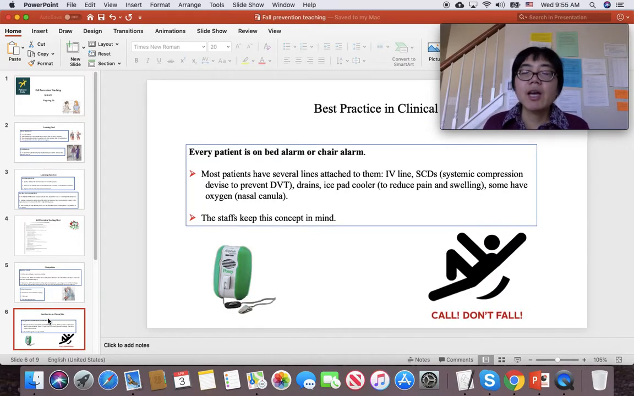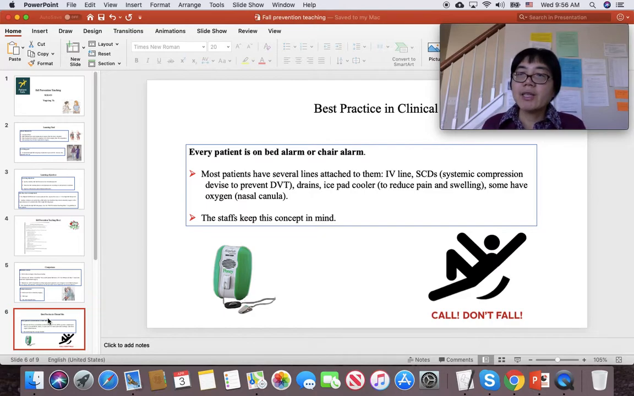So my patient definitely belongs to the high fall risk group. After interacting and observing on the floor, I found that the best part of this floor is that every staff member has the concept of fall prevention in their mind. Almost every patient has either the bed alarm on or the chair alarm on.